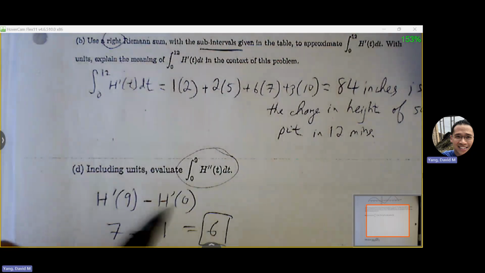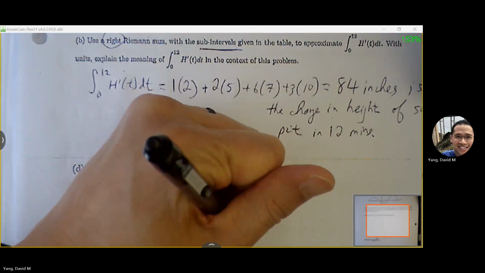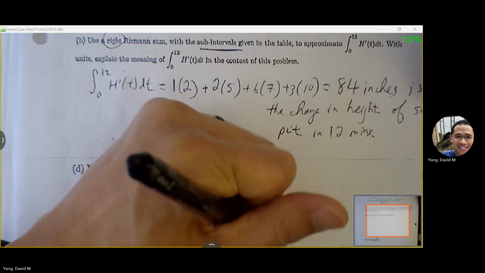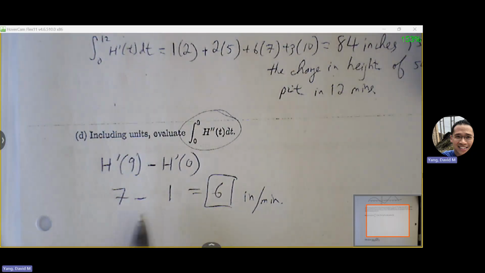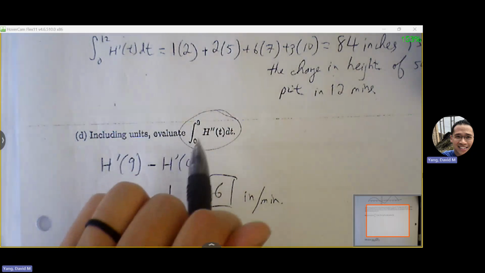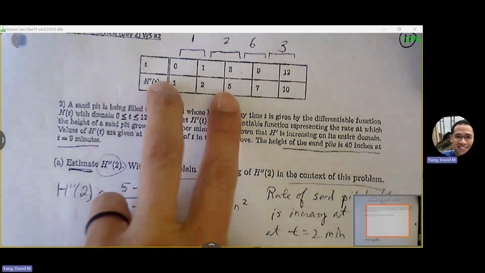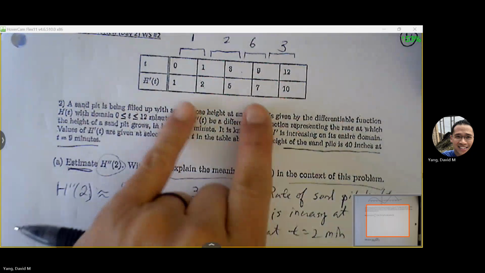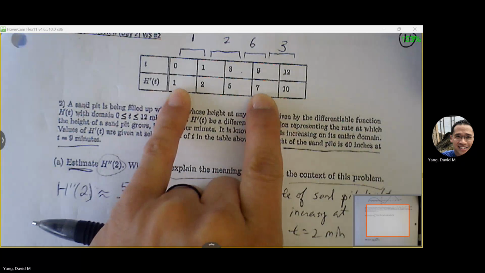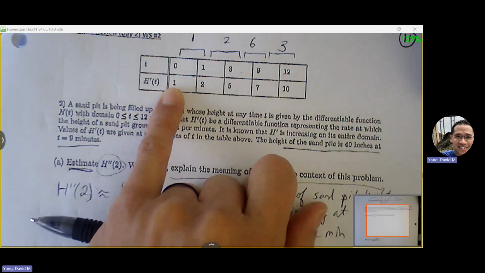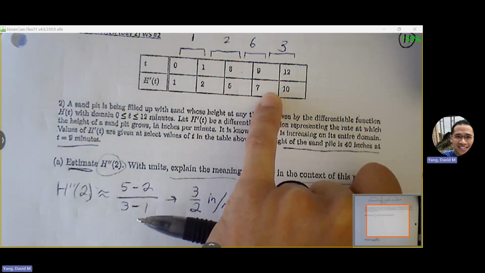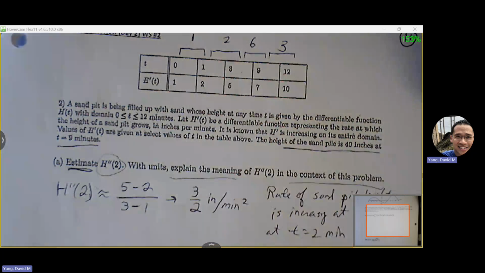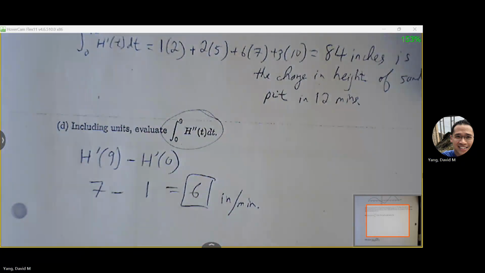And then our units of measure is going to change into inches per minute. So what this tells us is that over the course of the 9 minutes, the rate has increased 6 inches per minute. Right? It was only at 1 inch per minute, and by the time it gets to the 9th minute, it would have increased up to 7 inches per minute. So the rate has increased by this amount over this 9-minute period.